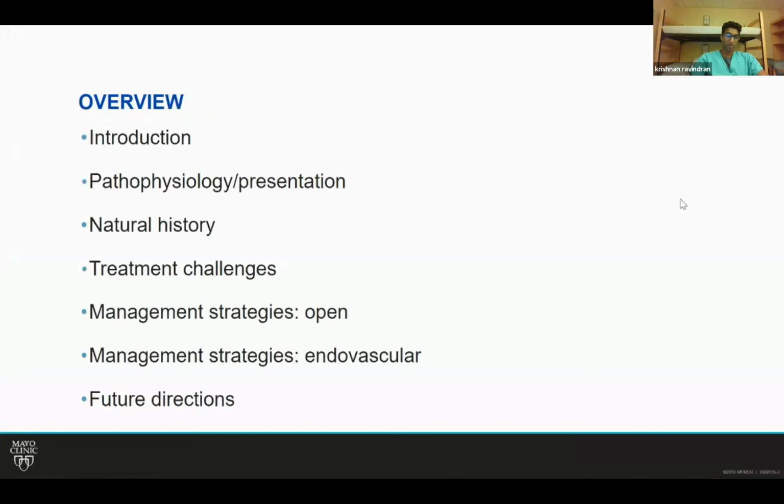No disclosures. This is a short outline of the talk. I wanted to touch base on some of the underlying tenets of the pathophysiology of this unique disease, as well as some of the new advances that have come out from recent studies analyzing the natural history, touch base on some of the treatment challenges from both the open cerebrovascular standpoint and the endovascular standpoint, and where future directions might target future research efforts.